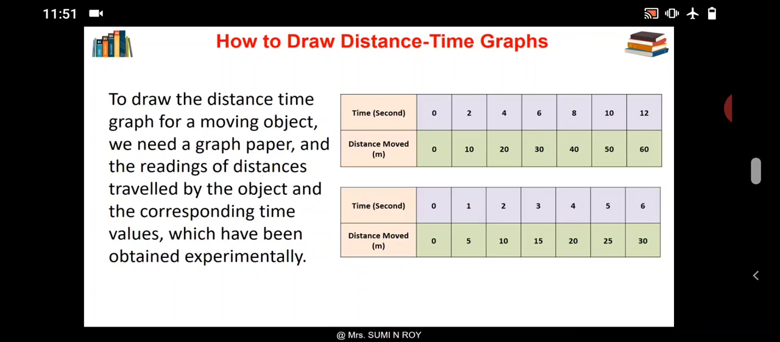To draw the distance time graph for a moving object, we need a graph paper and the readings of distance travelled by the object and the corresponding time values, which have been obtained experimentally. As you can see in the given figure, the readings of time are taken in seconds and distance in meters.